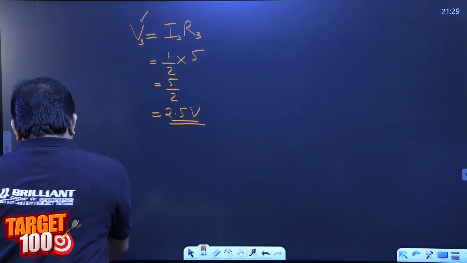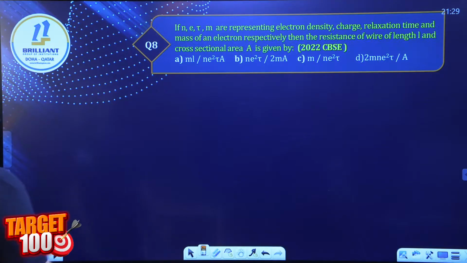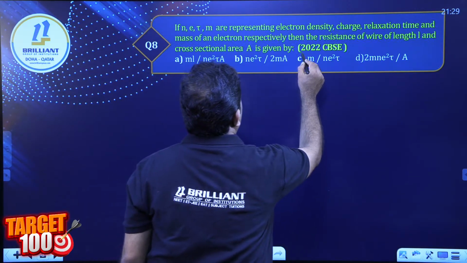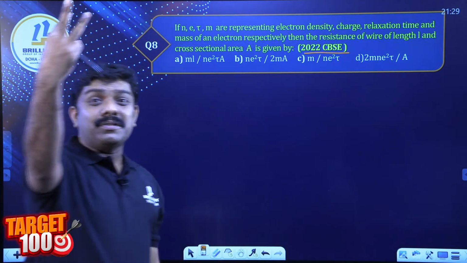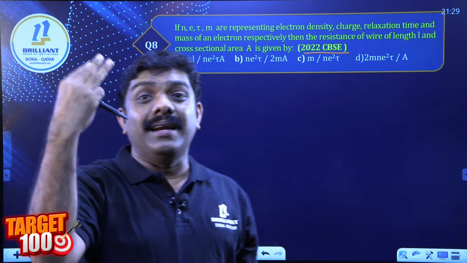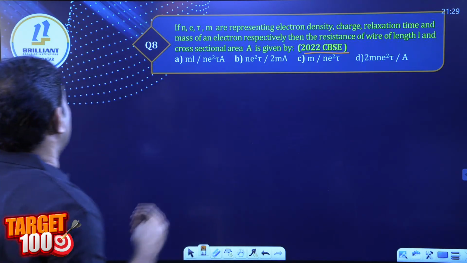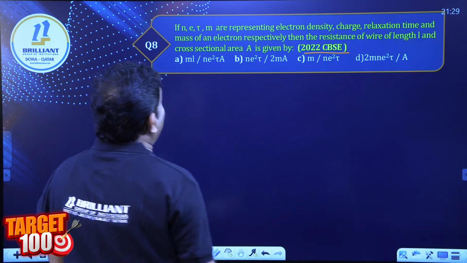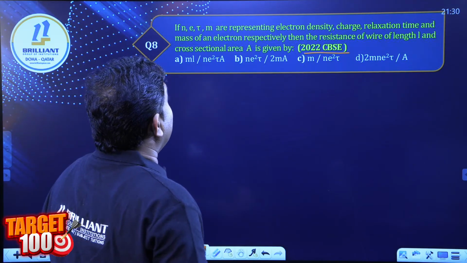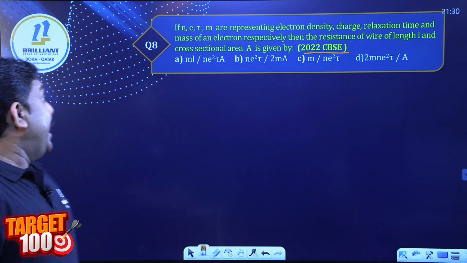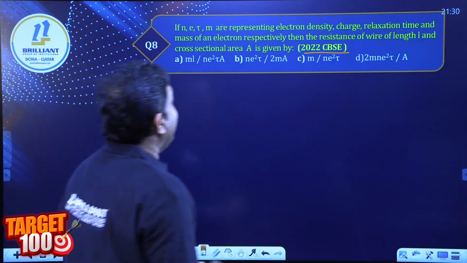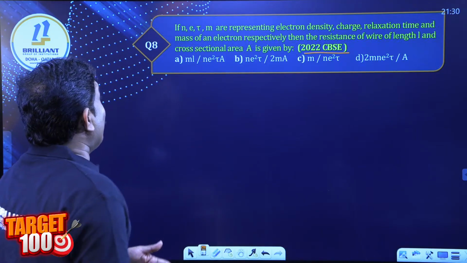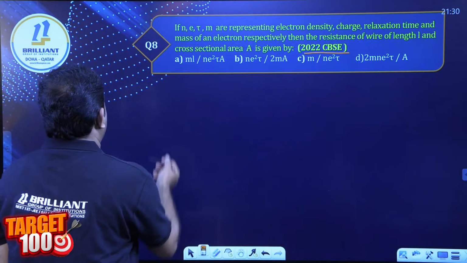Okay, now we are doing the next question. Now see, look, question 8. It's a direct question but came in the 2022 board paper. So 3 questions in current electricity last year in the board. The question: if n, e, tau, m are representing electron density, charge, relaxation time and mass of electron respectively, then the resistance of the wire of length L and cross-sectional area A is given by.